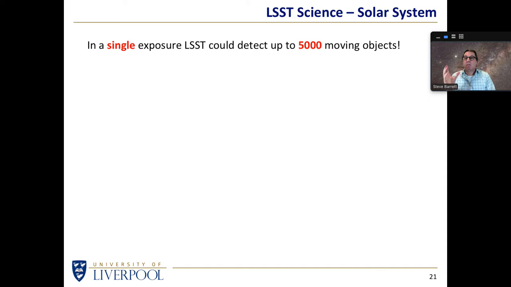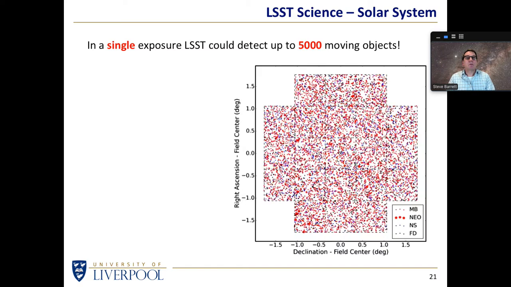Within the solar system, it's sobering to realise that a single exposure could detect up to 5,000 moving objects. So in other words, in addition to all the stars that it sees, in addition to all the galaxies that are seen, in a single exposure there might be some 5,000 moving objects. That number might have to go up a little bit when you take into account all of the various constellations of satellites that have been launched recently.